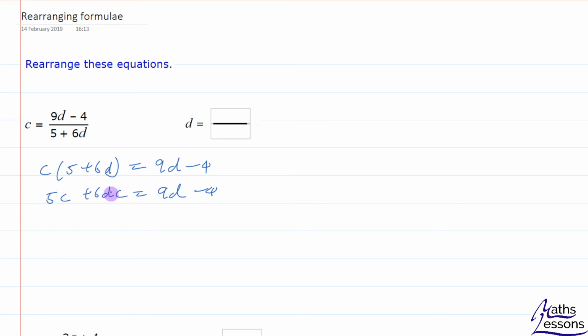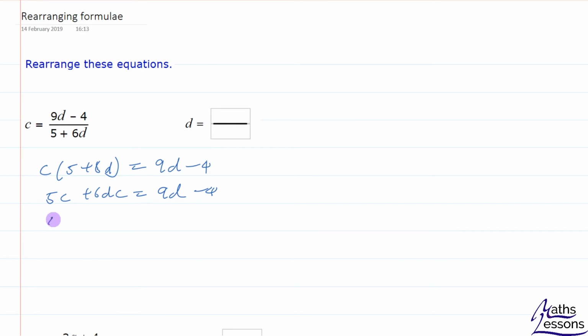Because what we want to do is get all the d bits together to make it the subject. So we need to get all the d bits, we've got to get that c and that d together, because we've got to get rid of these brackets first before we can bring these two together. Let's get all the d bits together. So I'm going to put that on this side and the 4 on the other side.